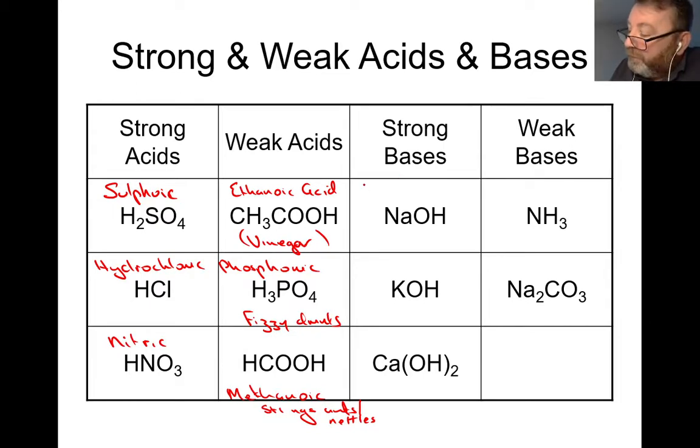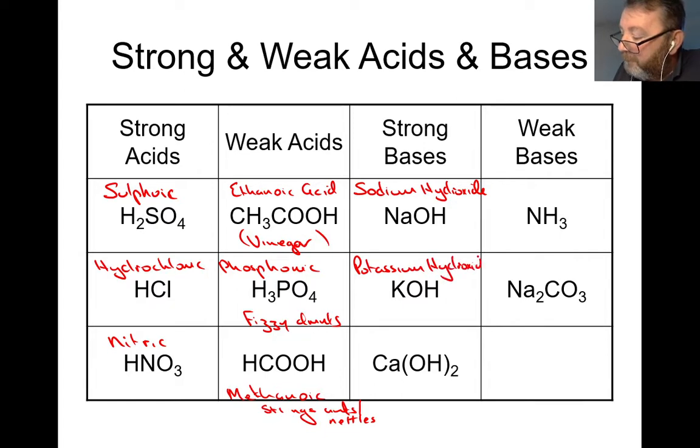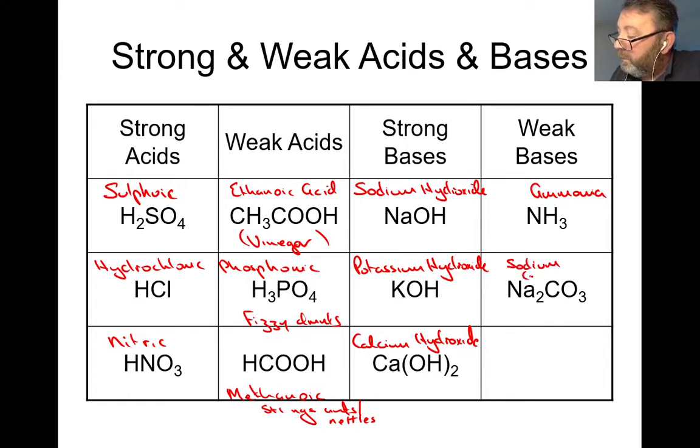What about the strong bases? Sodium hydroxide, potassium hydroxide, calcium hydroxide. So they're kind of boring. They have the same surnames, every one of them. And finally, my weak bases are ammonia, which is NH3, and sodium carbonate, which we will be using very, very shortly, please God, on our return to school, in making up a solution of a known concentration.